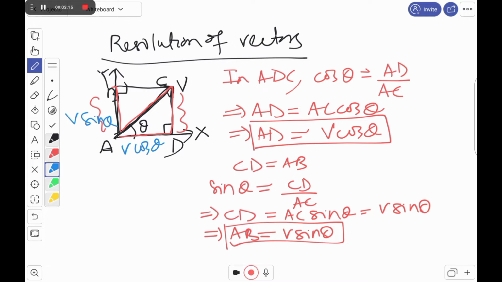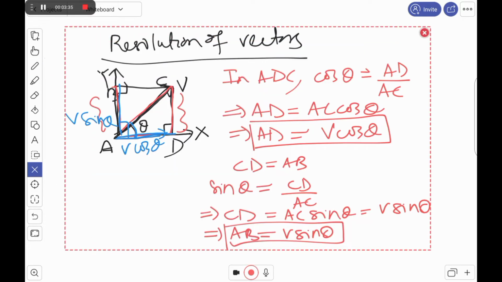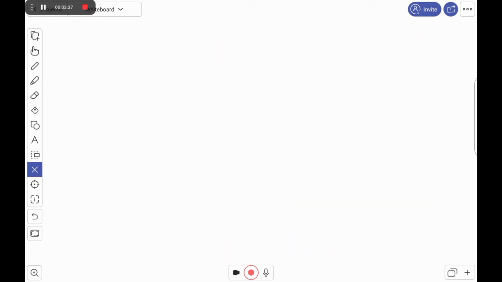Remember, children, the side adjacent to this angle gives you the cos theta component, and perpendicular to this line gives you the sin theta component. Is it clear? Let us take another example to get the clarity. Hope you are noting it down. So let me take another example.